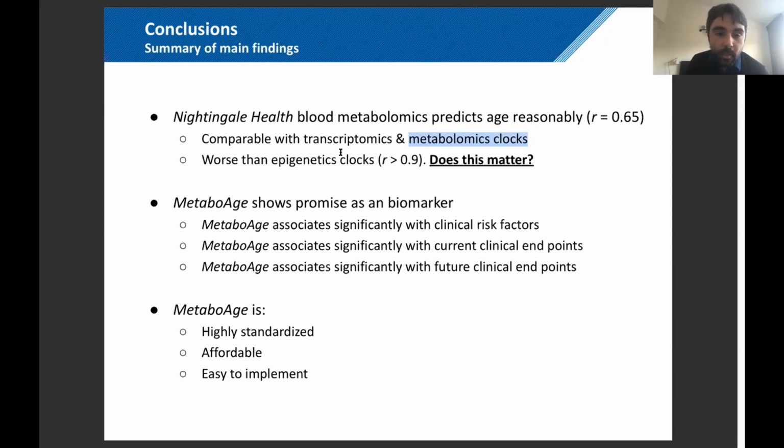So the epigenetic clocks do predict age much better, but then the question is whether the remainder, the residual between actual age and the predicted age, is actually informative. And I think these residuals, whether you have a lot left over unexplained or a little bit, are in that sense equally predictive. Now we think that metabolic age might show promise as a biomarker for biological age because it associates significantly with clinical risk factors, with current clinical endpoints, and with future clinical endpoints. And what is a nice aspect is that this is trained on highly standardized and affordable data.